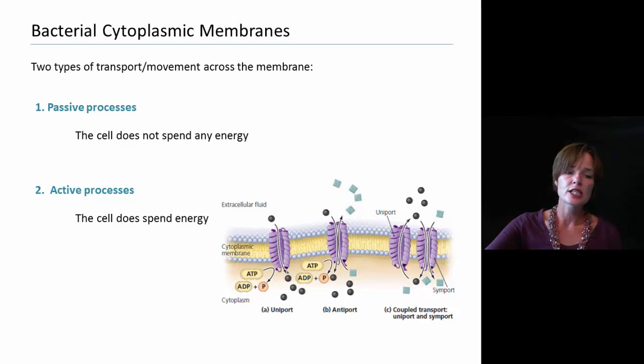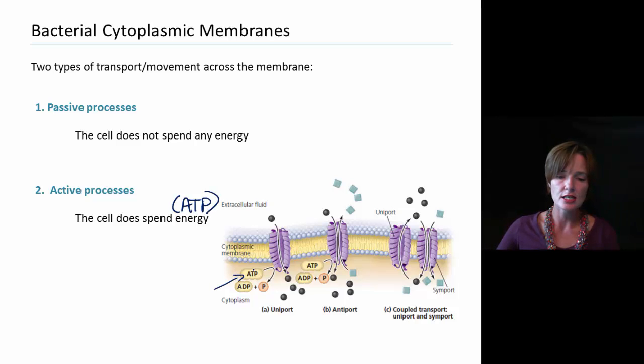The second type of transport or category of transport is going to be active processes. And with active processes, the cell does have to spend energy. That energy that it spends is typically going to be in the form of ATP. So when we look at pictures of this, a lot of times we do see the ATP being used, like you see right there. And so the cell is spending energy, and then the other key thing is that things are going to move from a low concentration to a high concentration.